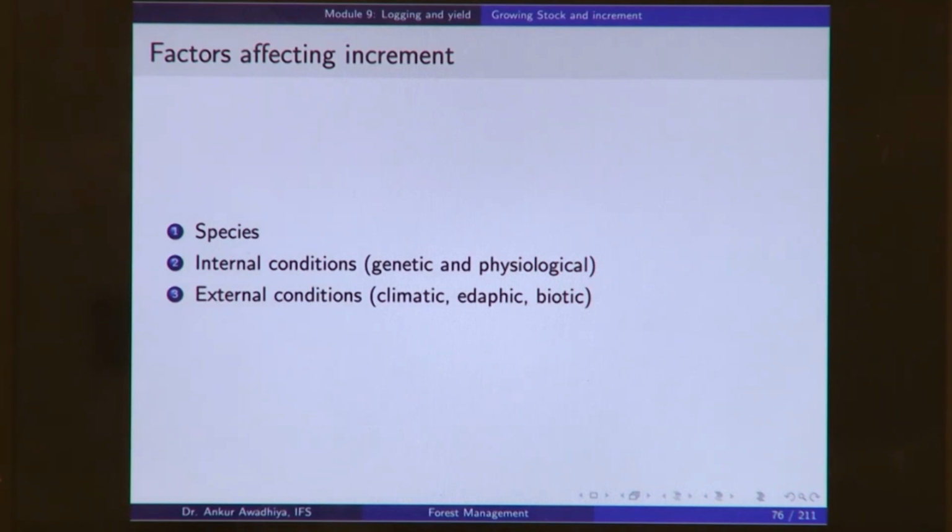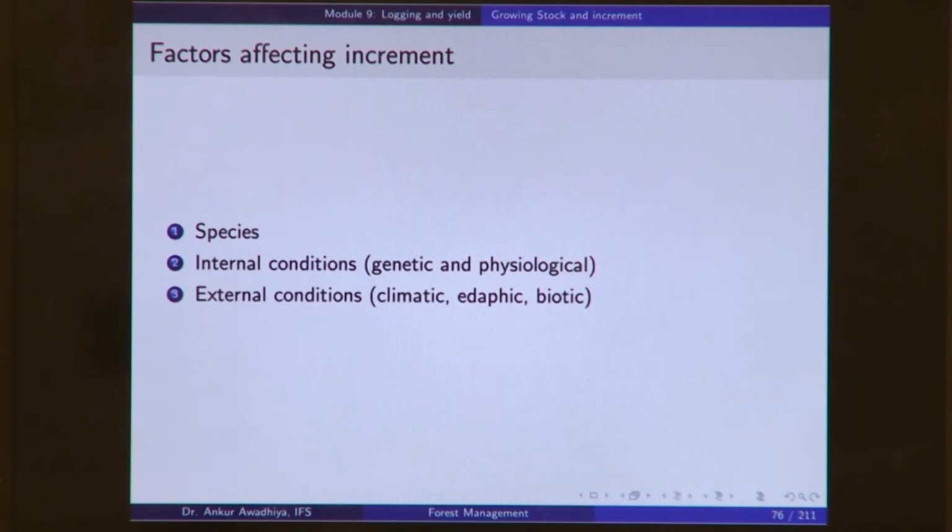So, it will depend on the age of the plants. If the plants are young or in a growing phase, then they will show up a faster increment. If the plants are old, then their physiological state determines that the rate of increment will be lesser. Increment also depends on the external conditions, climatic, edaphic and biotic conditions. So, why climatic? Suppose it is a drought year, the plants are not getting sufficient amount of water, they are suffering from stress. So, the rate of growth will be lesser.